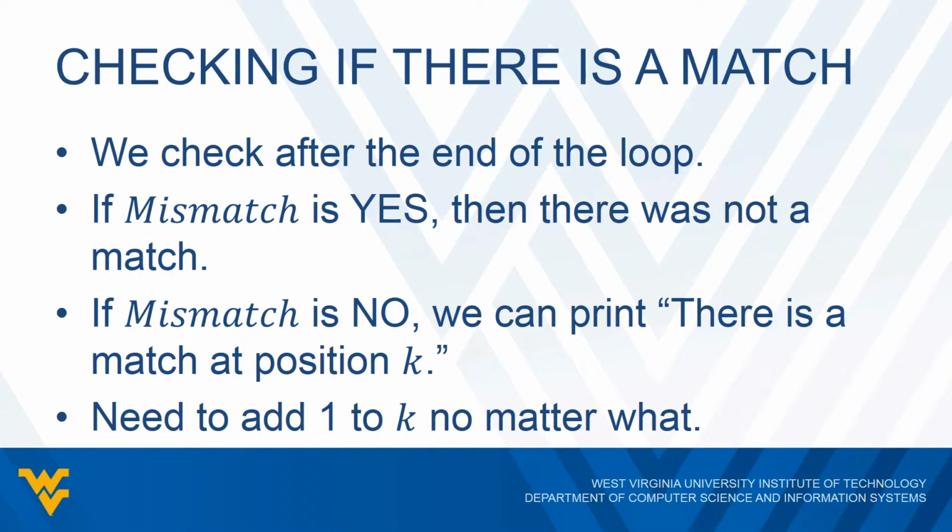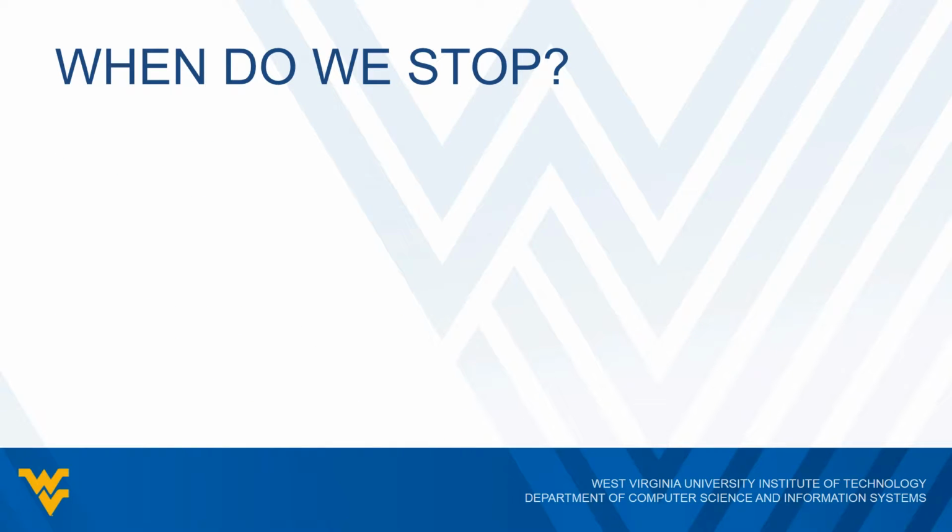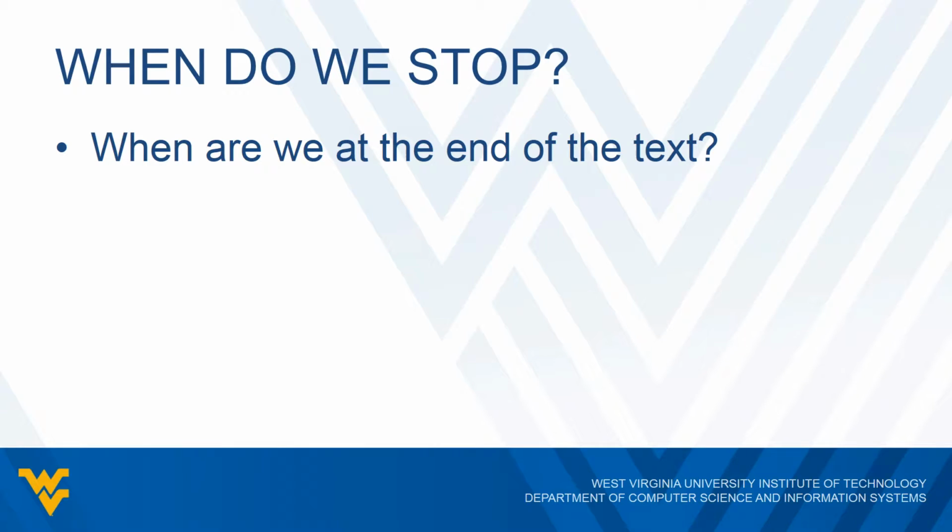by 1 because we need to make sure that we shift our pattern over to the next spot so then we can check to see if there was a match at that place. The last question we need to ask is, when do we actually stop? Because we had that loop that said go until we get to the end of the text. So when are we actually at the end of the text?